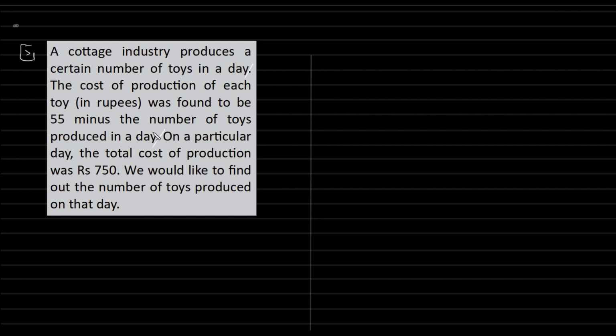On a particular day, the total cost of production was 750. We would like to find out the number of toys produced on that day. To begin with, I don't have any diagram that I can think of, but you can always draw one if you can. Let the number of toys produced be X.